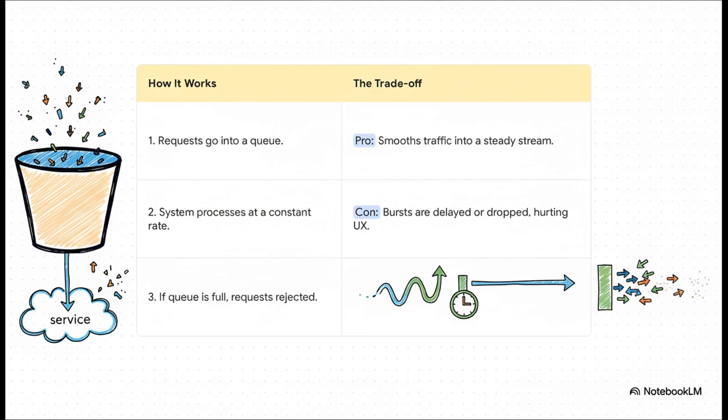dropped on the floor. This is a brilliant way to protect a really sensitive service, like a database, because you're guaranteeing it only ever sees a smooth, predictable stream of traffic. The downside, of course, is that legitimate bursts of traffic either get delayed or just plain denied.